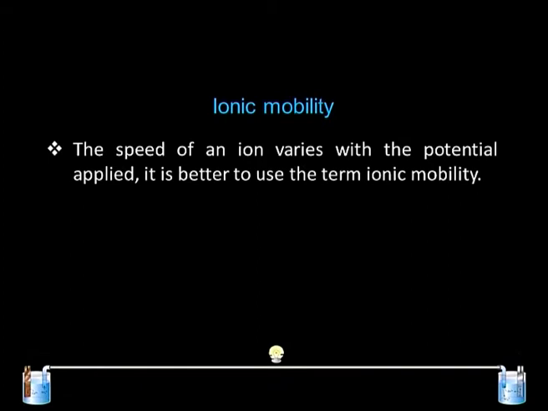So, first I would like to explain the first term, that is ionic mobility. This is important because it is one of the very important factors on which the conductance of an electrolytic solution depends, and we have to understand that each ion behaves differently when put in an electrolytic solution or in water. Ionic mobility can be defined as the speed of an ion, which varies with the potential applied.